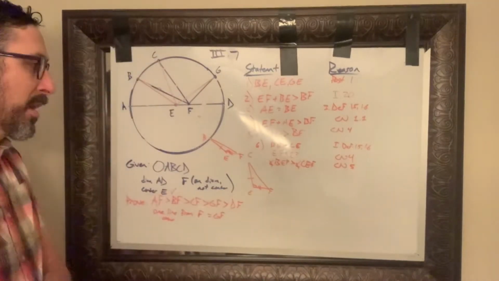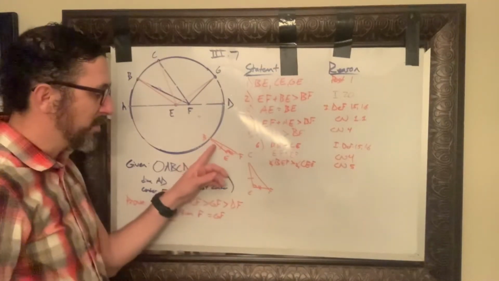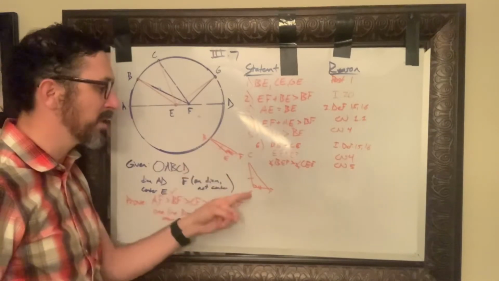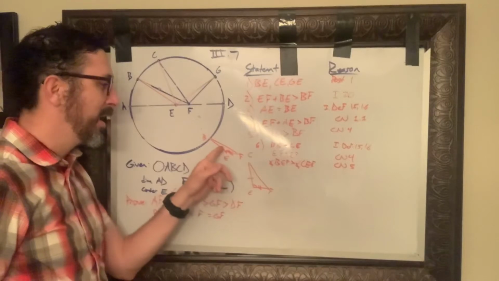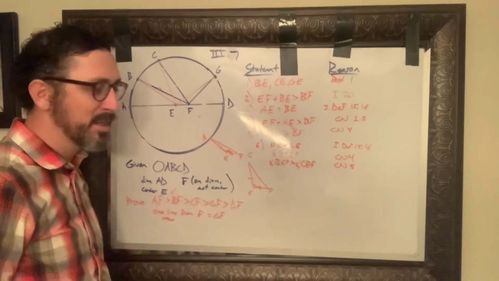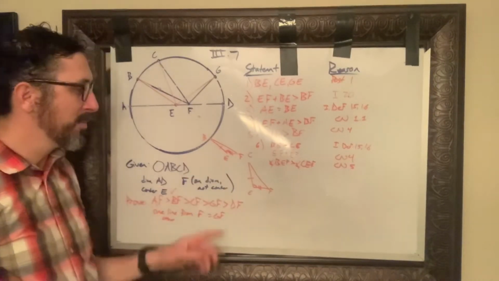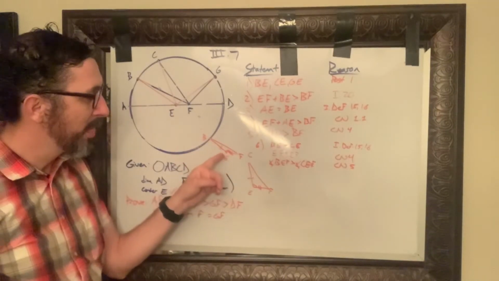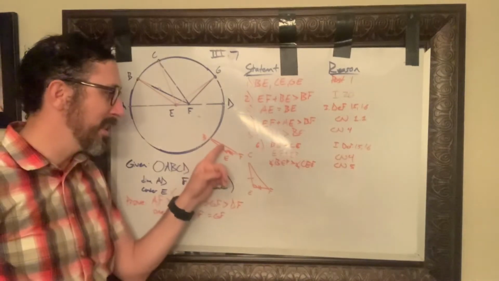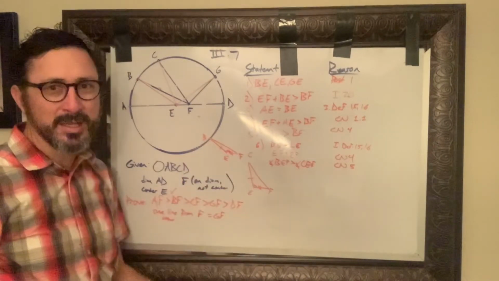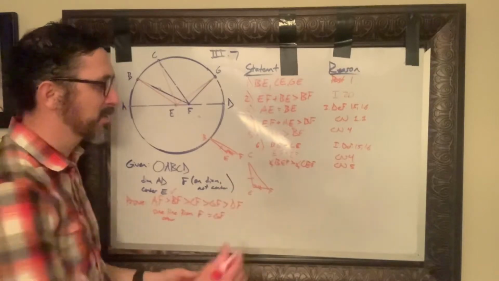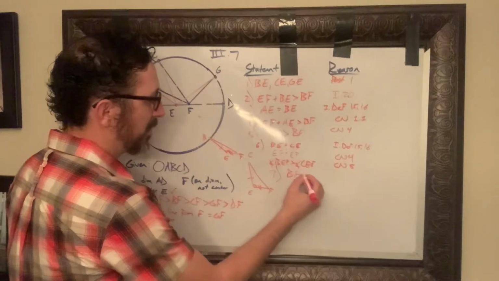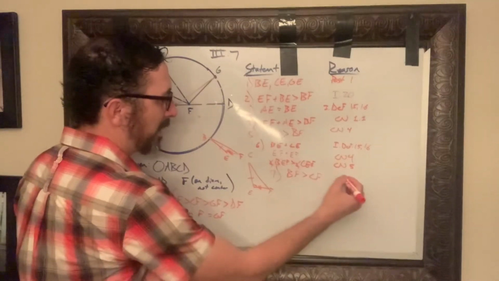And so because of these, I have what's called side angle side inequality, where I have two sides equal to two sides respectively, and the included angle in one is bigger than the included angle in another. And what that means is that the side that we haven't discussed yet in this triangle is bigger than the side that we haven't discussed in this triangle. So with all of that set up, we can now say that BF is bigger than CF.